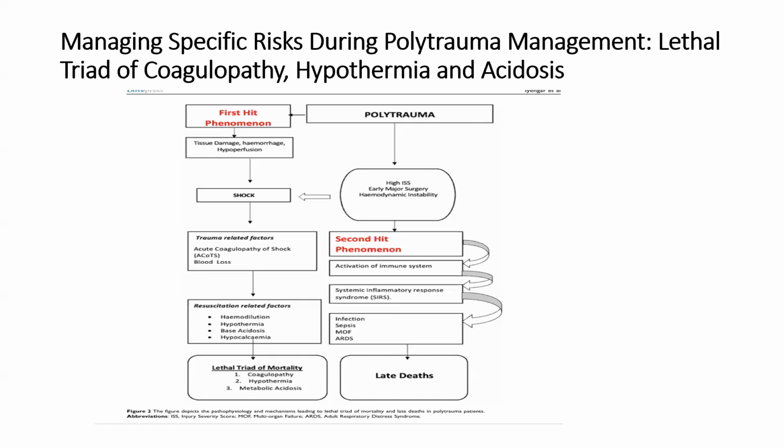Hemodilution occurs when we are administering excessive fluids. Then hypothermia, base acidosis, and hypocalcemia may result from the transfusion of blood. That might lead to the lethal triad of mortality, which is hypothermia, coagulopathy, and metabolic acidosis. Then, in case of polytrauma with a high injury severity score, early major surgery and hemodynamic instability, the second hit phenomenon happens, which leads to activation of the immune system, a SIRS response, which leads to infection, sepsis, multi-organ failure, and ARDS that results in late death.